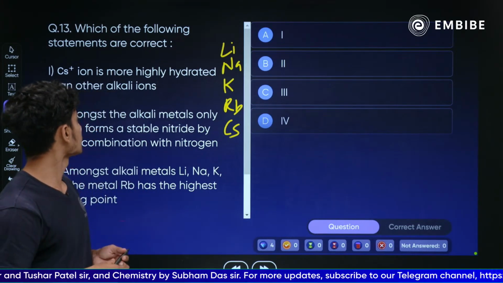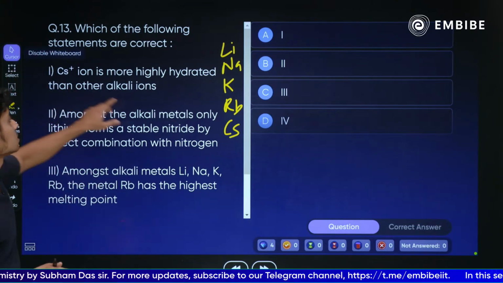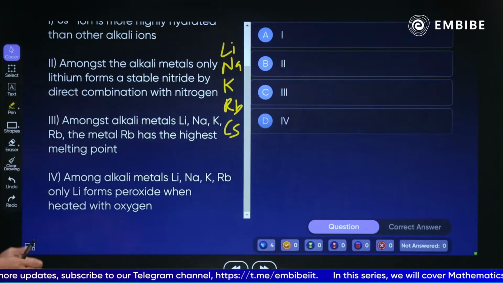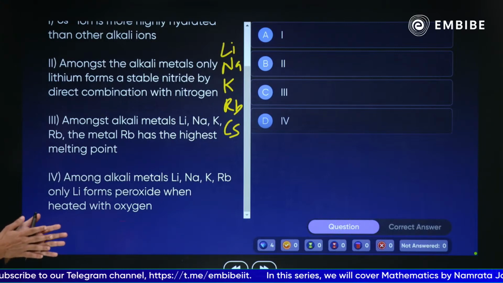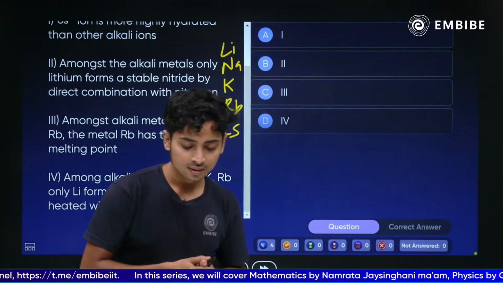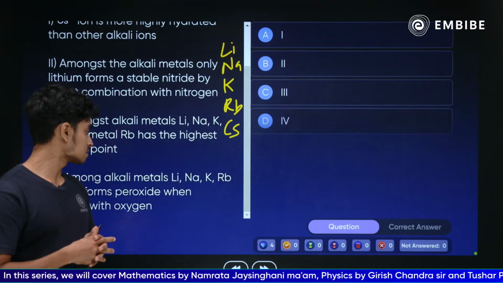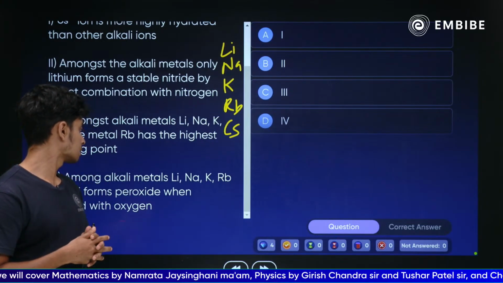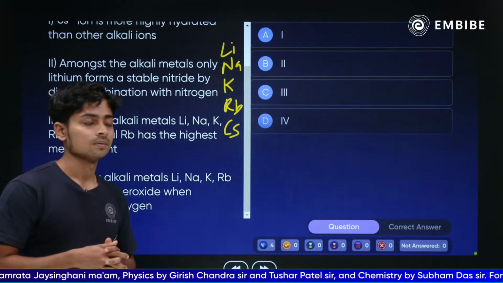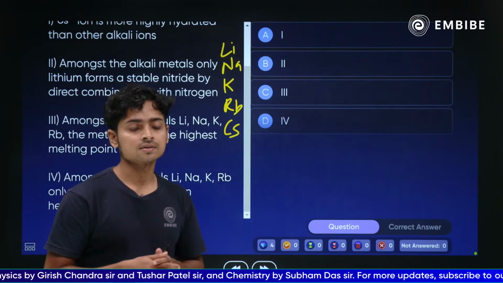So here you have 4 statements. 3 I have shown you, the 4th one I will just show you. Among alkali metals, lithium, sodium, potassium, rubidium, only lithium forms peroxide when heated with oxygen. So guys, please try. Lithium is the smallest, and the peroxide ion is a little bit big. Option B.